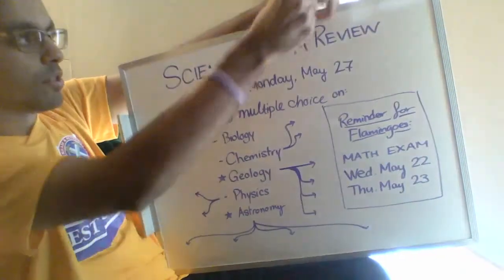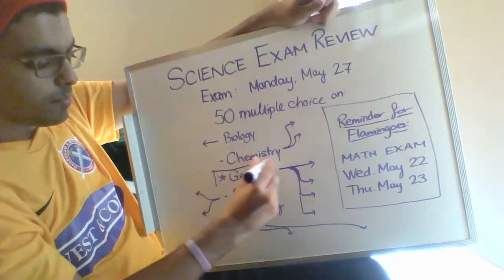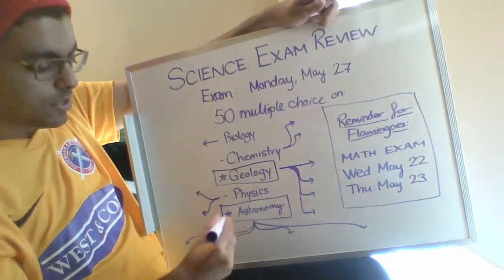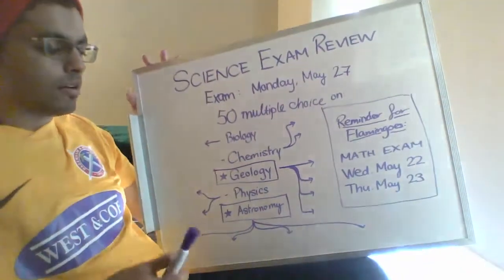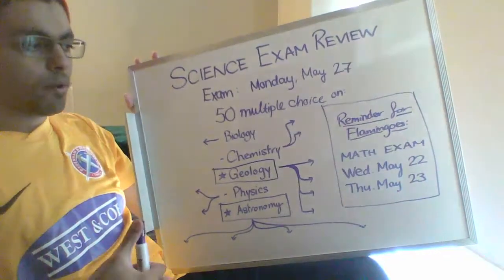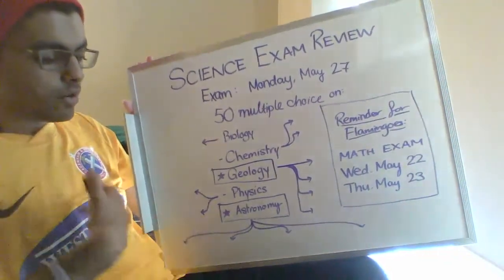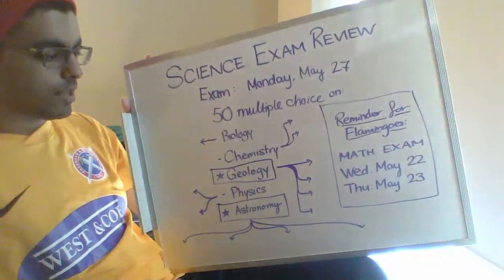But yeah, we'll just go through each unit. Right off the bat, I want to highlight the importance of the geology and astronomy units, just because as a collective flamingos and parrots class, the geology test didn't go very well. So I'm going to focus on it a little bit extra. And the astronomy unit, we haven't had a test yet, so I'm going to focus on it a little bit extra as well.